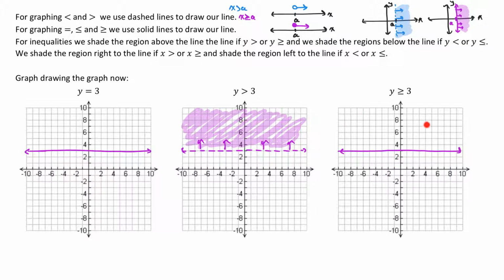So if we shade this region, it says that y values here are always above 3. So I will use a solid line, and I will use arrows that are in the direction showing up. Or I will just shade this region.